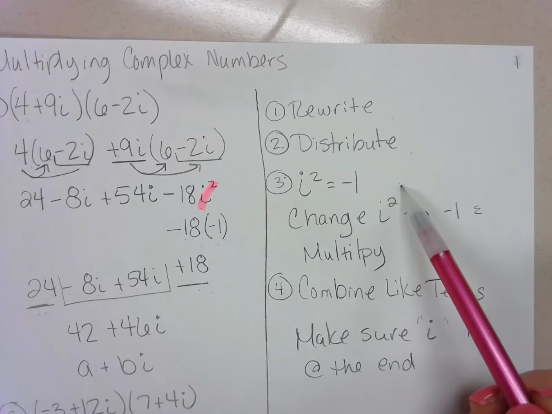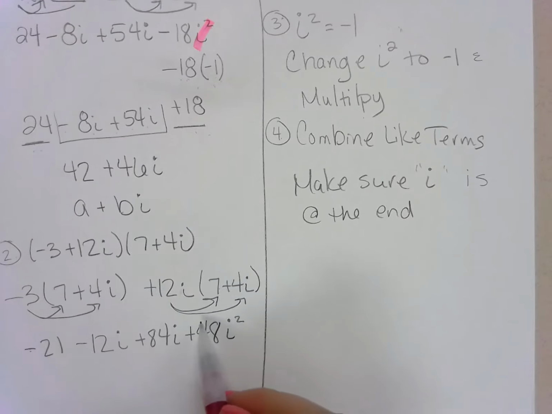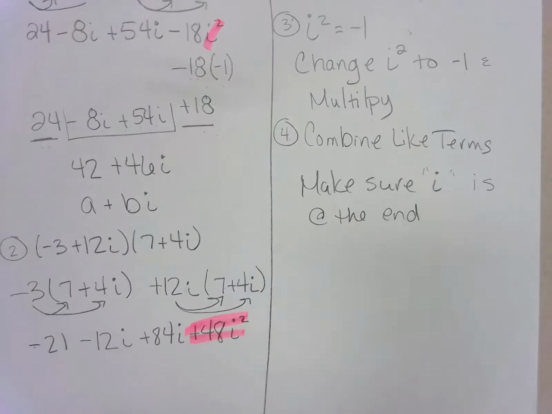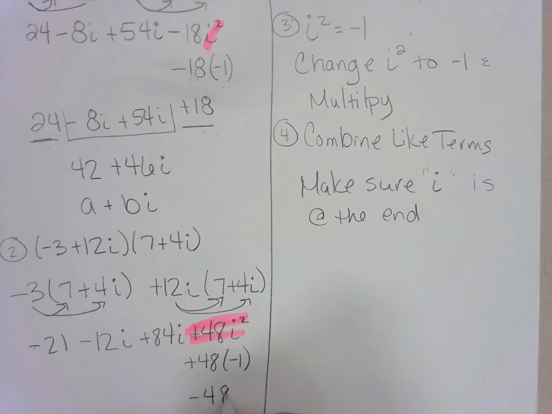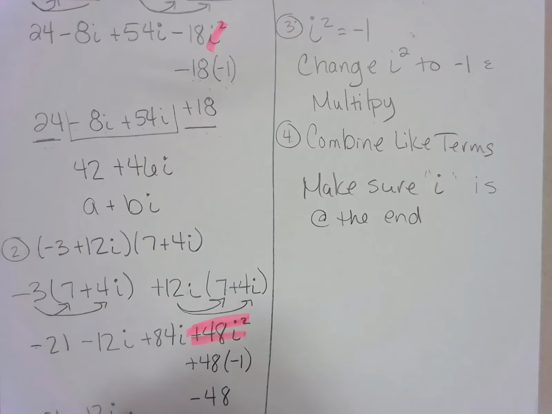Now we need to change i squared to a negative 1 and multiply it times the constant that it's with. I'm going to take this entire section of the problem. I'm going to say positive 48 times negative 1, and a positive 48 times a negative 1 is negative 48. And then I'm going to bring the rest of the problem down so that I can finish it out. Negative 21 plus 12i plus 84i.